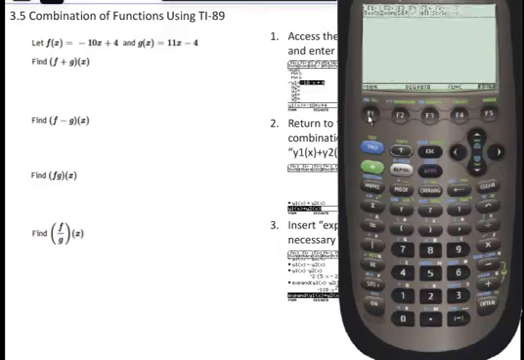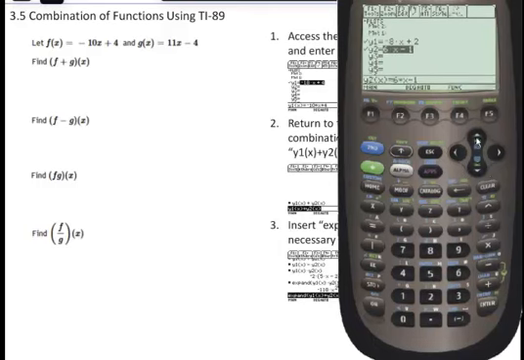So once again, you're working with these multiple functions. If we enter these into our Y editor, these are different functions. So I'm going to clear what I have, and re-enter my f function into y1. Whatever you do, just make sure you're organized and remember which one you put in where. So negative 10x plus 4, and for my g function, 11x minus 4.